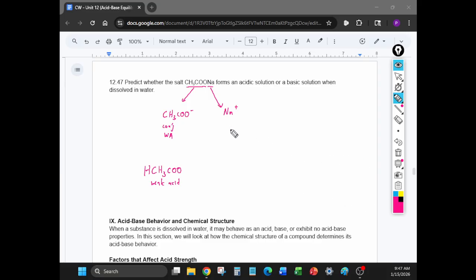If we take a look at Na, let's add an OH to it. NaOH, this is a strong base, one of the ones we need to memorize. So Na+ is the conjugate of a strong base. And so this one right here will not affect the pH of the solution because it doesn't go into equilibrium. Only acetate will.